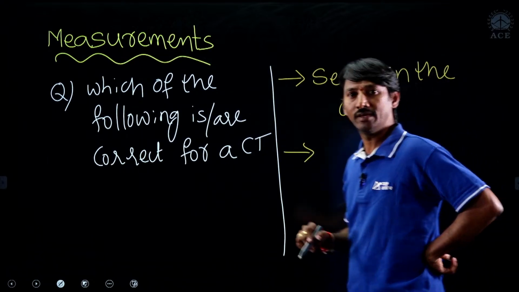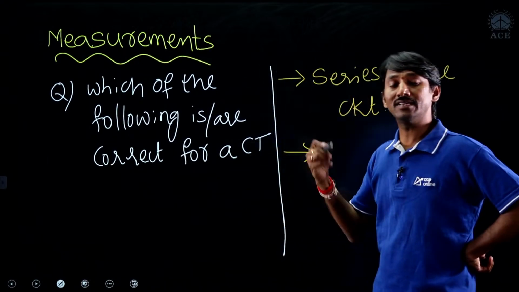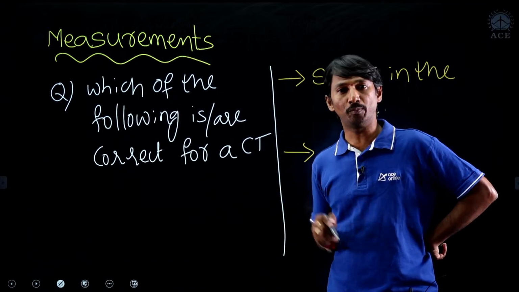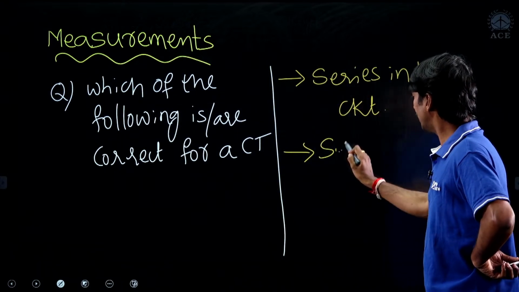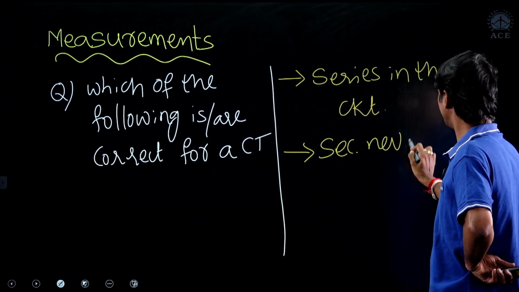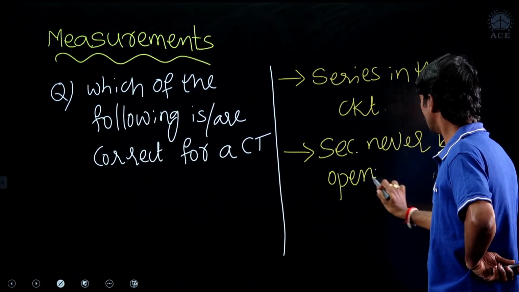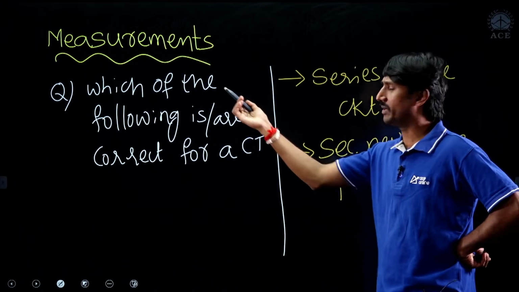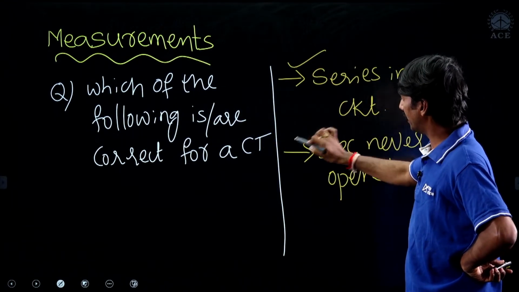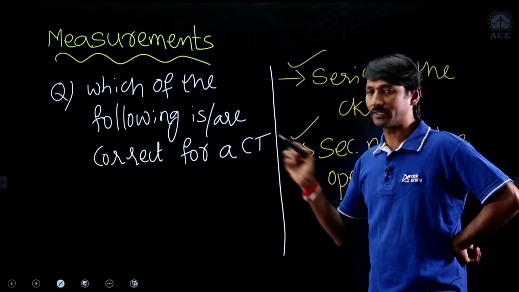And for a CT, the secondary circuit should not be opened. So the secondary must never be opened. These two are the correct answers, so it might be an MSQ model. The other two options are wrong.